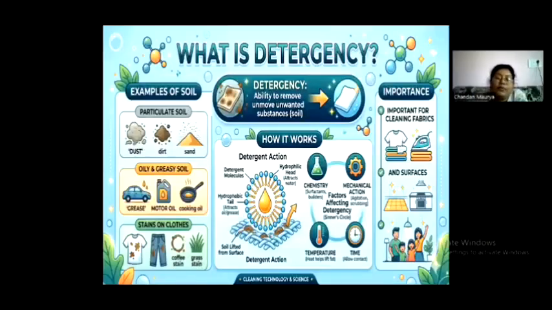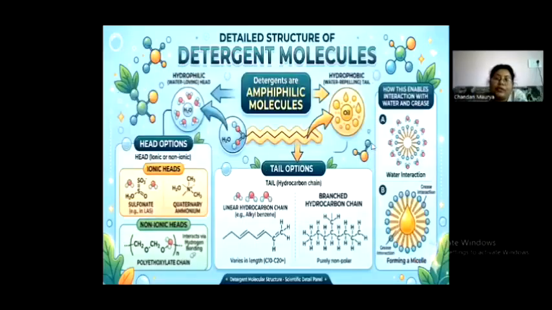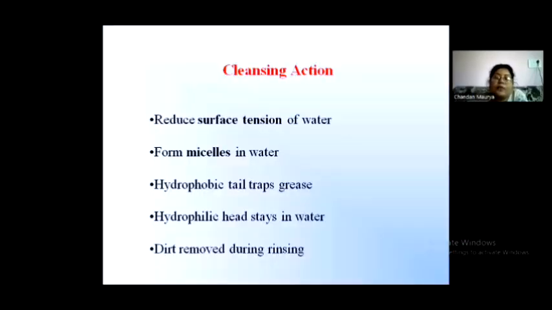Now let's come to the cleansing action of the detergent. Detergents are surfactants since they can decrease the surface tension of water. Their dual nature facilitates the mixture of hydrophobic compounds like oil and grease with water. Detergents are also foaming agents to varying degrees.